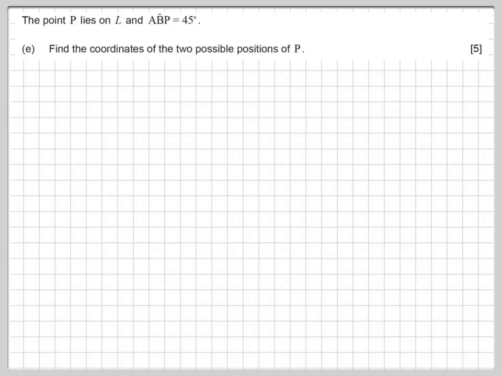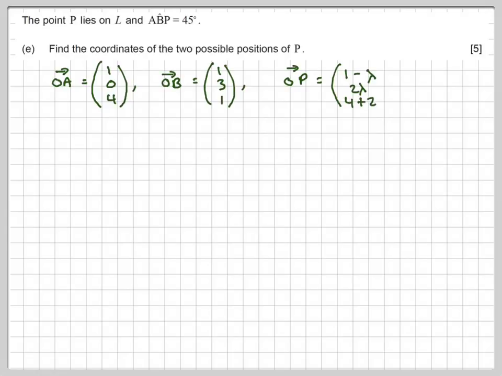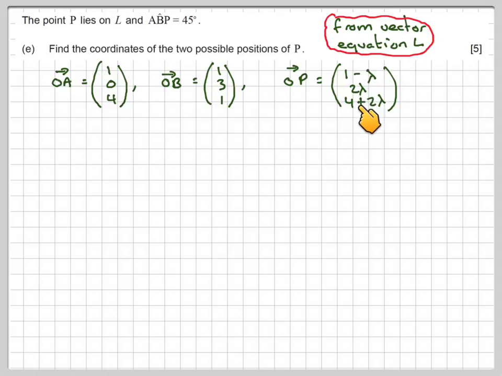Right, and the final part is usually the most difficult bit. Point P lies on L such that angle ABP is equal to 45. Find the coordinates of the two possible positions of P. So OA is 1, 0, 4, OB is 1, 3, 1, and OP, well, P is on the line, so it has to have this format: 1 minus lambda, 2 lambda, 4 plus 2 lambda. So BA, because that's what we need to find. We need to find BA and BP to find that angle.